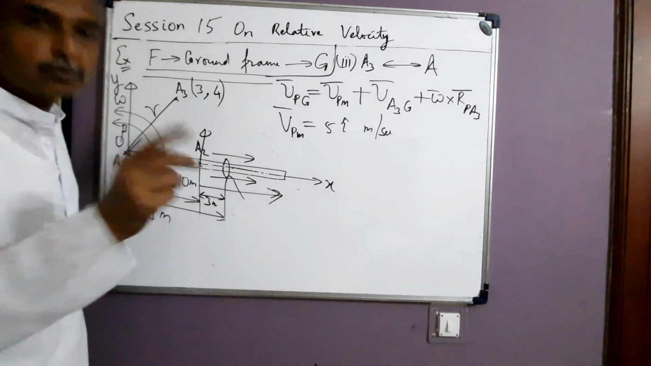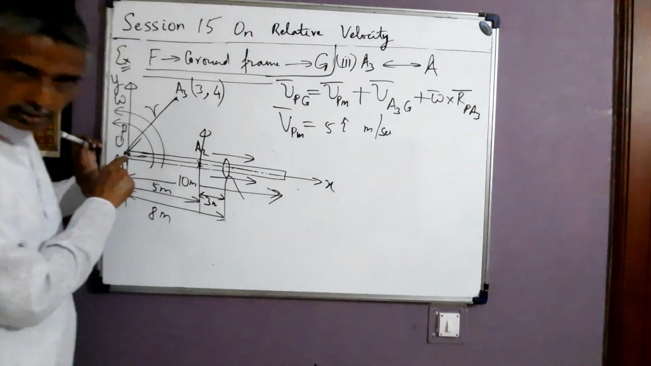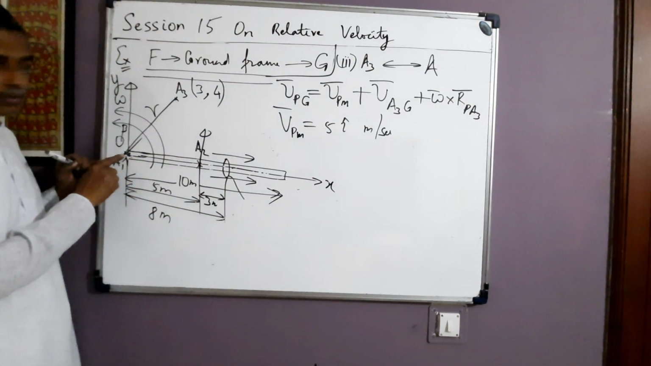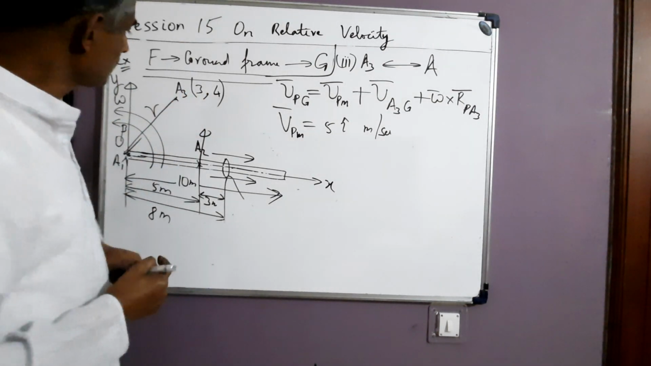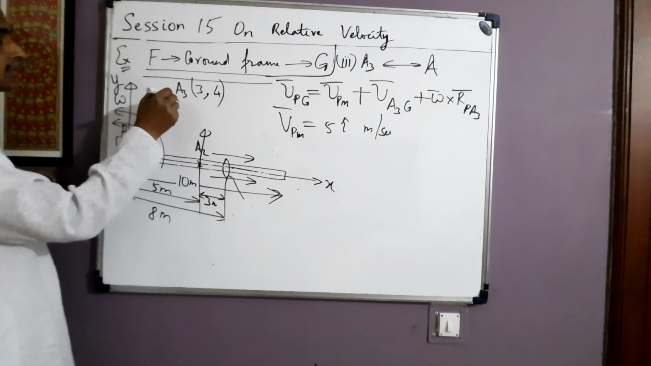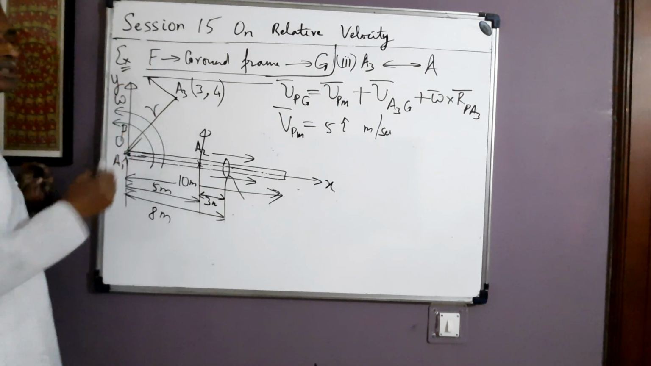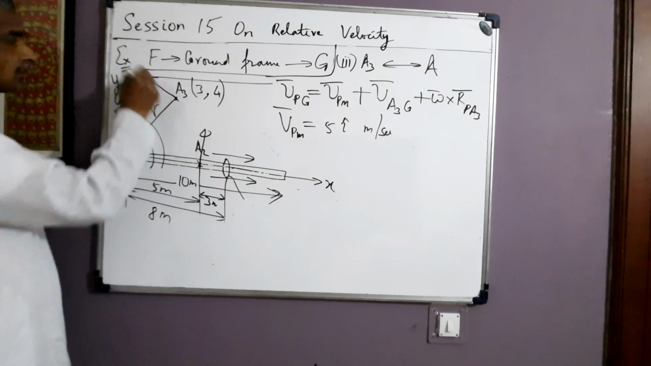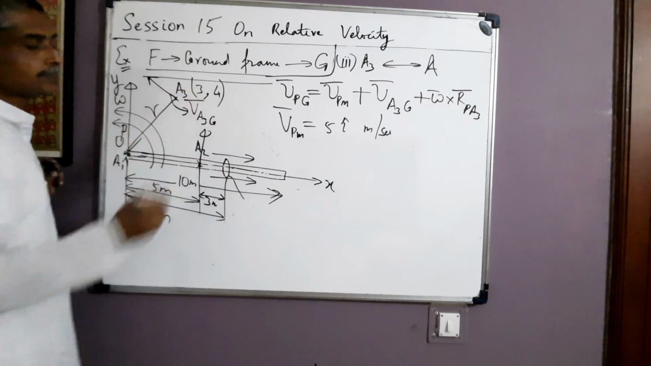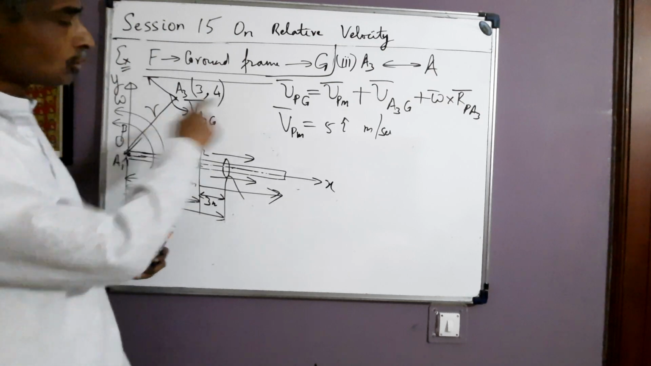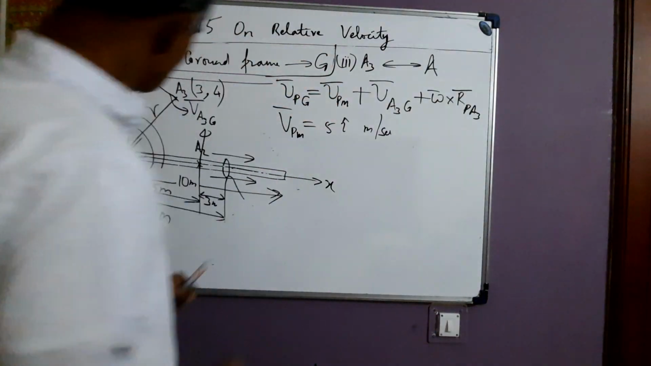So A3 will move in a circular path whose center with respect to ground is at A1 and whose radius is this line from (0, 0) to (3, 4). The velocity of A3 in circular motion will be in this direction with respect to ground. This arrow is the direction of VA3G, and now we have to find this VA3G.